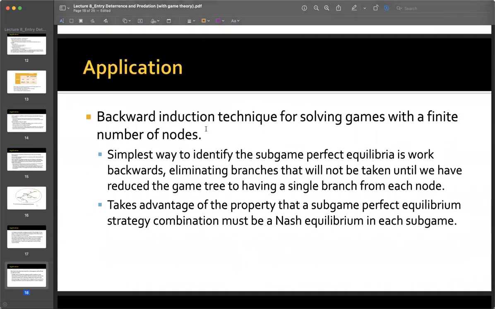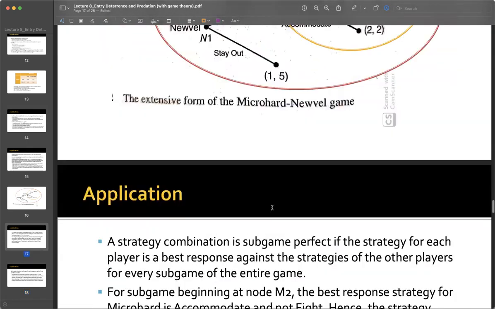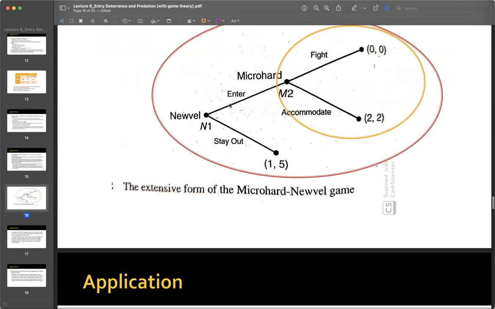So the backward induction technique is for solving games with a finite number of nodes. And the simplest way to identify the subgame perfect equilibria is to work backwards, eliminating branches that will not be taken until we have reduced the game tree to having a single branch from each node. So in other words, this is in fact the Nash equilibrium, the dynamic backward induction Nash equilibrium here. Because an enter, a fight by Microhard is in fact not a dynamic Nash equilibrium.